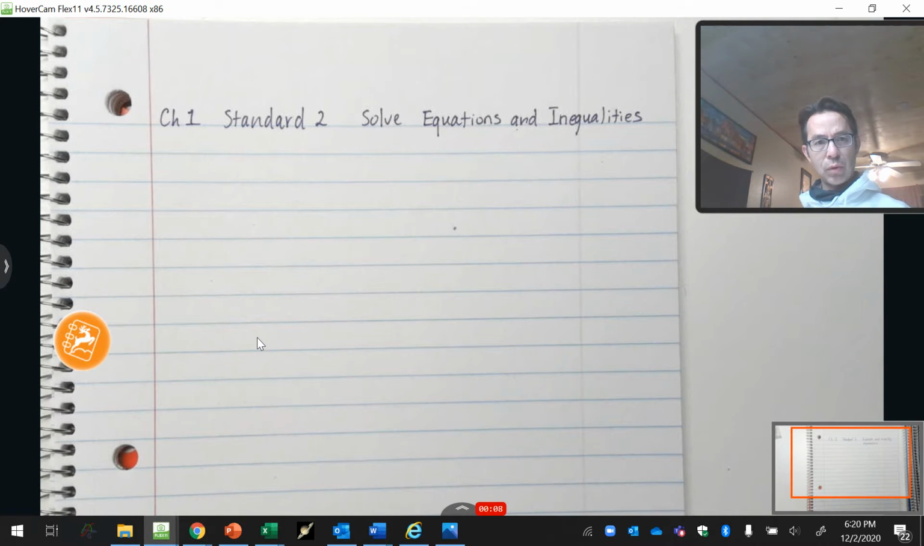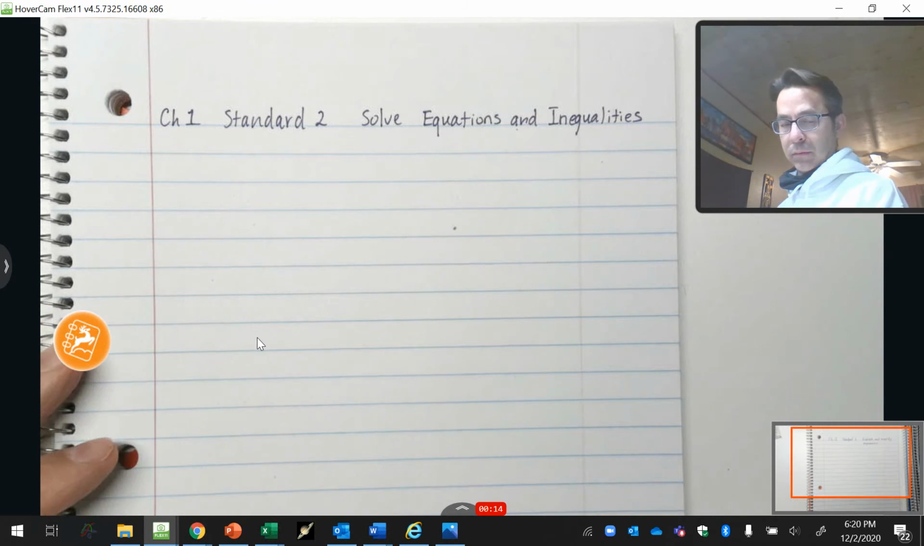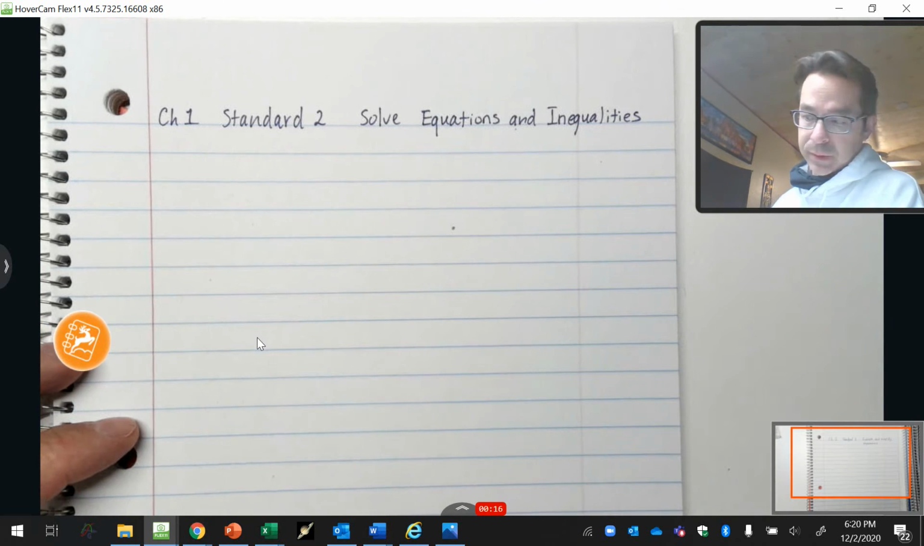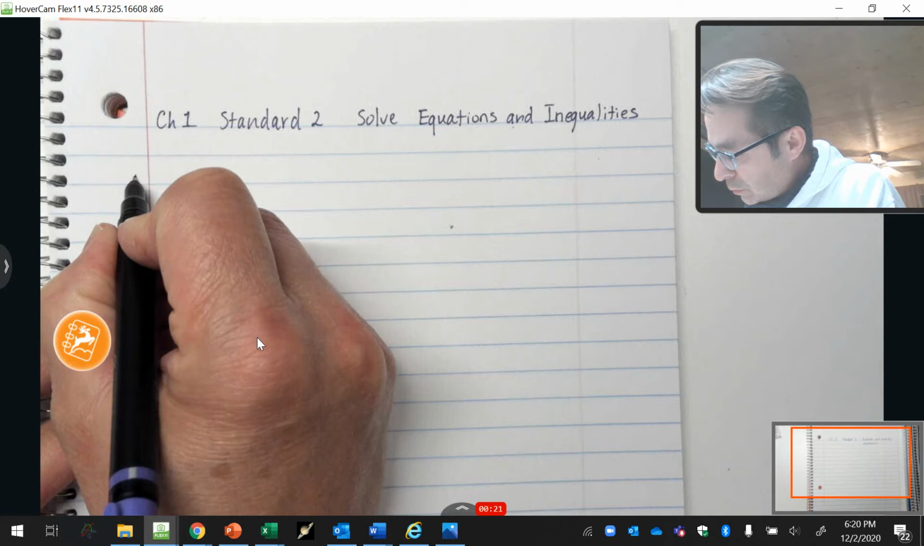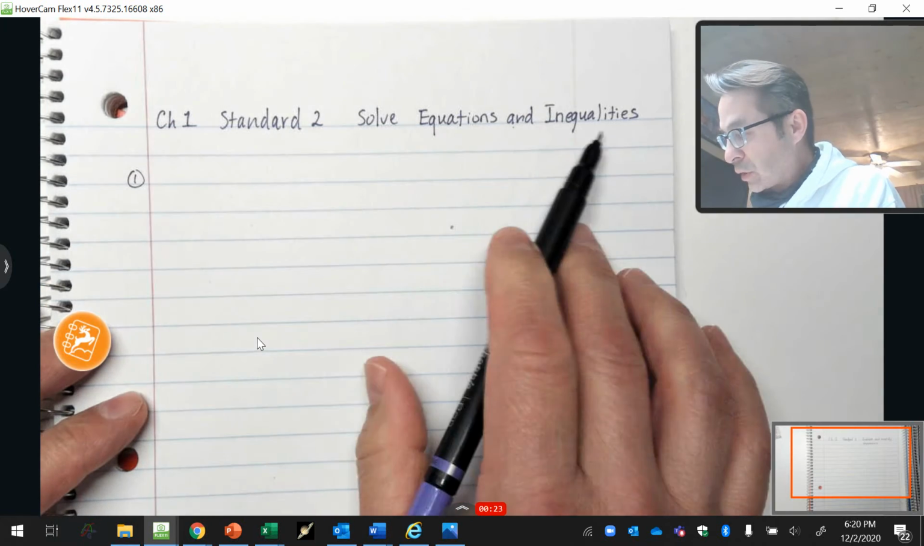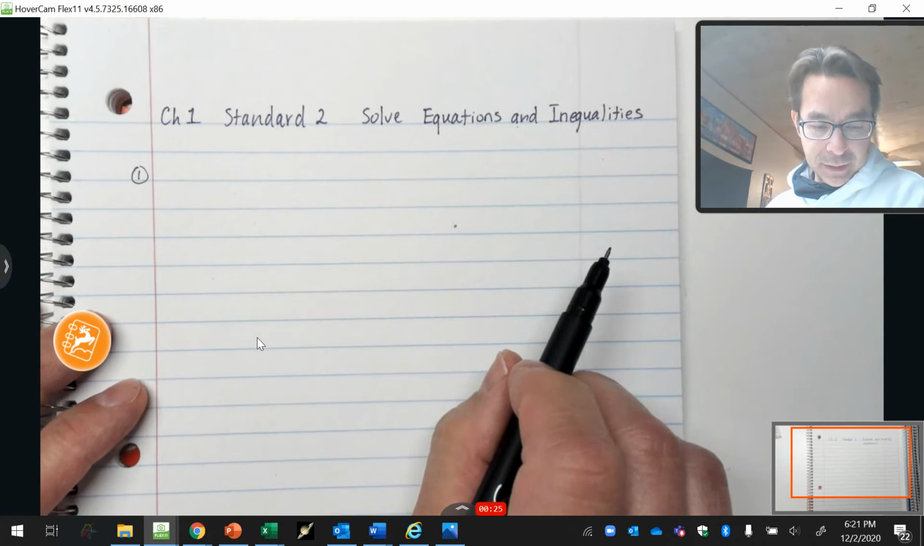Standard 2 is solving equations and inequalities. This one's going to take a little bit longer, just because solving has more steps. So let's start off with some equations. We'll do equations first, inequalities second.